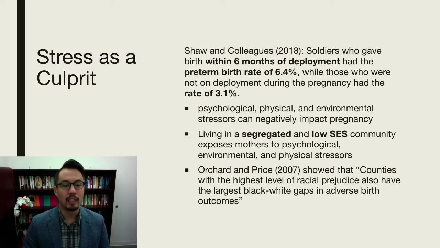Now, similarly, living in a segregated community, having a low socioeconomic status, and being in a community with other people who have low socioeconomic status exposes mothers to psychological, environmental, and physical stressors. Now, using the data collected by the Implicit Association Test website, Orchard and Price in 2007 showed that, quote, counties with the highest level of racial prejudice also have the largest black-white gaps in adverse birth outcomes, end quote. So the gap between counties with the highest levels of prejudice has about a 14% greater gap in black-white low birth rates.